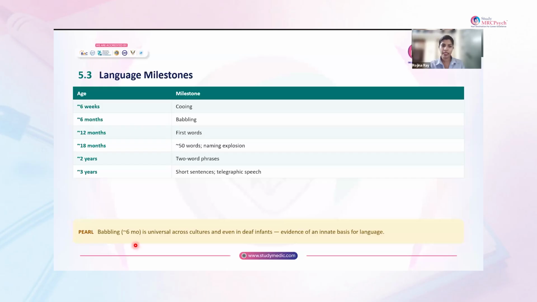So I just wanted to highlight here is that babbling approximately around 6 months is universal across all cultures and even in deaf infants, which is evidence that there is an innate basis for language, supporting Chomsky's theory.